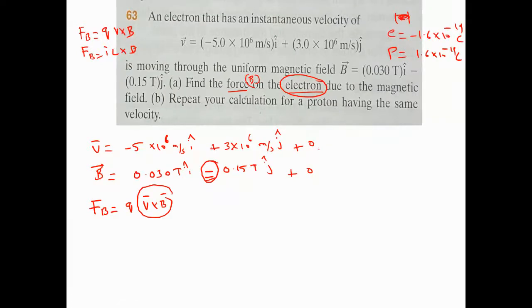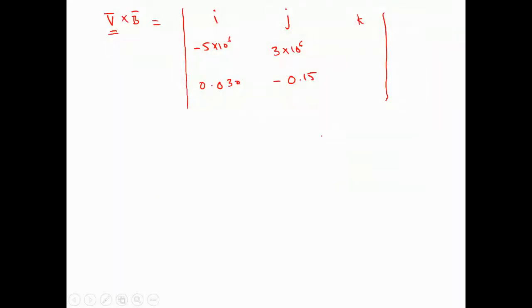And is there any information about k? K is not given. Here also k is not given. So I have to put 0 for this. So I have to put the k value as 0. So first I have to multiply. You know the procedure, my dear.